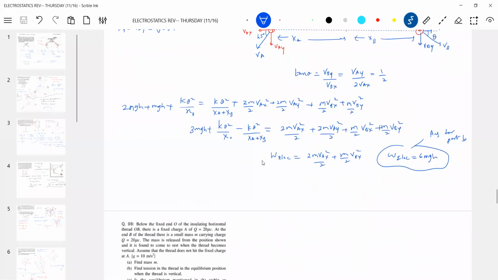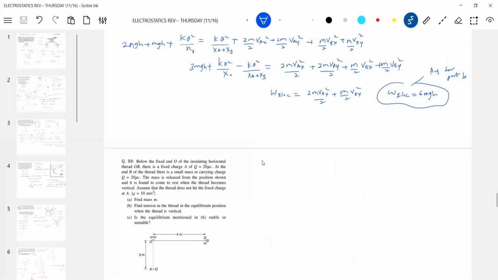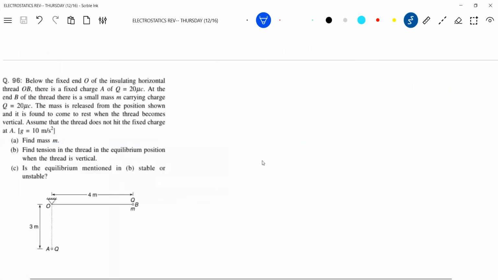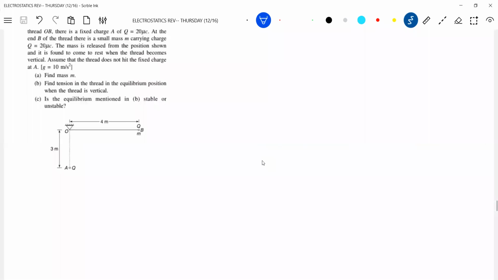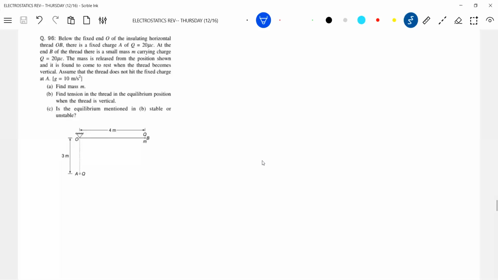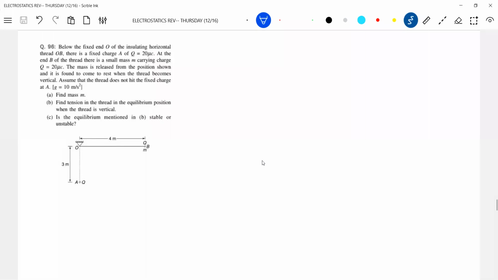Okay, we'll take one more next here. Now, read the question. It's a simple problem. We should just be aware of the diagram.